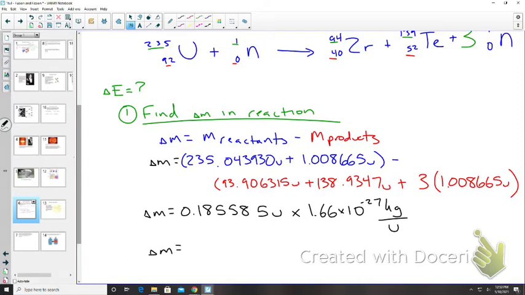Now let's convert that to kilograms. And that gives us a change in mass of 3.0807. Okay, so we have just found that going from the reactants to the products, we lose 3.08 times 10 to the negative 28 kilograms. Now let's multiply that by the speed of light.